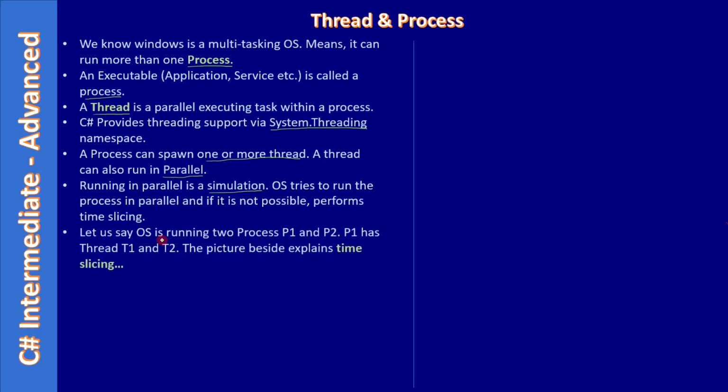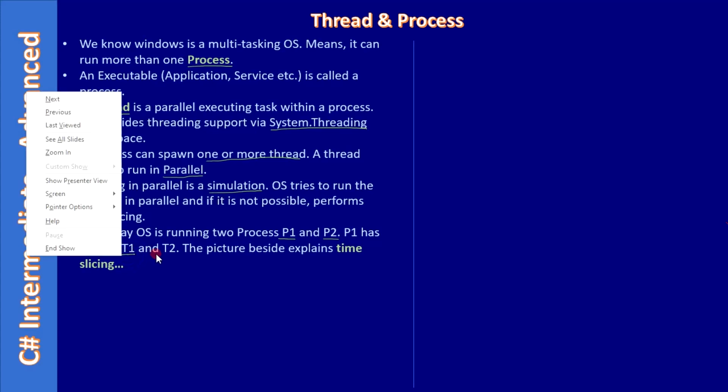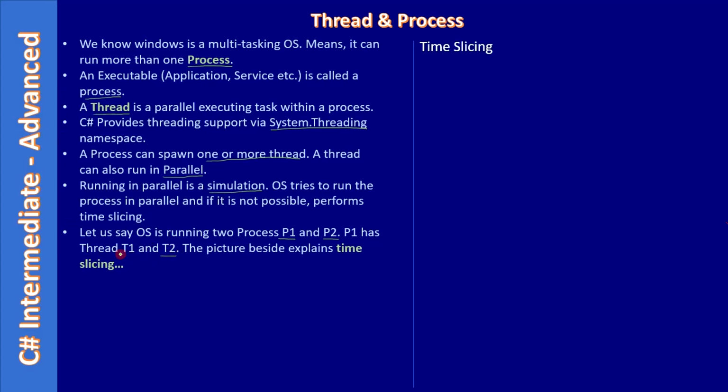Let us say the OS is running 2 processes, P1 and another process P2. We will also consider that P1 has spanned 2 threads, T1 and T2. So the picture beside explains time slicing.